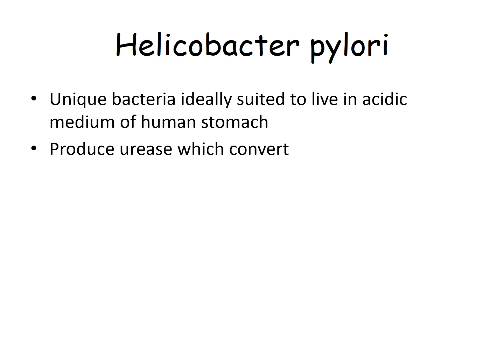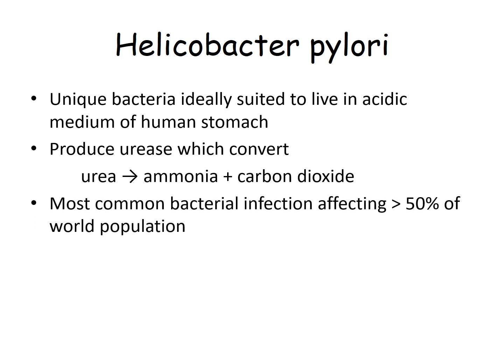It produces urease. H. pylori can produce urease, which converts urea to ammonia plus carbon dioxide. Due to this special feature itself, we are using the urea method for detection of the presence of H. pylori.